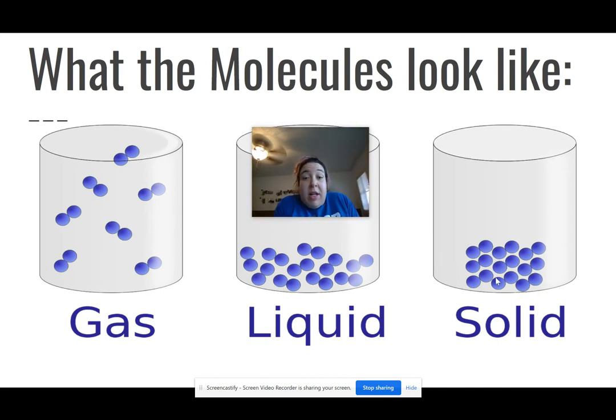So just remember, the solids are all stacked up really nice. The liquids are stacked up, but they're moving and grooving a little bit slower, and then the gases are all over the place.